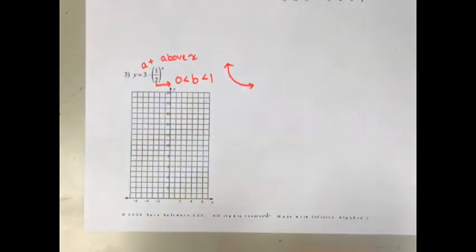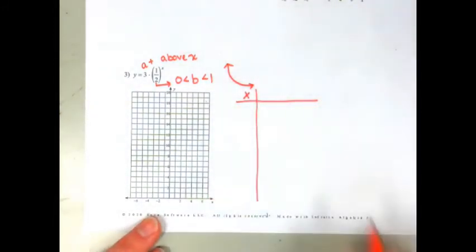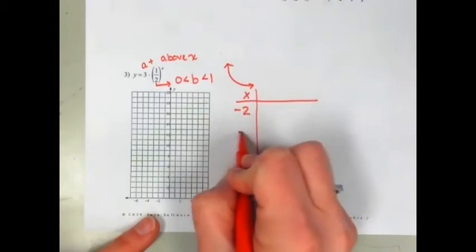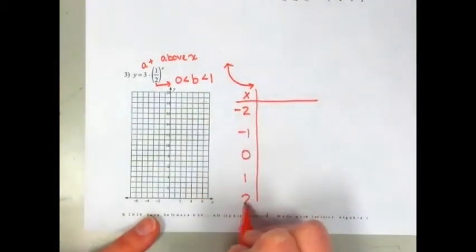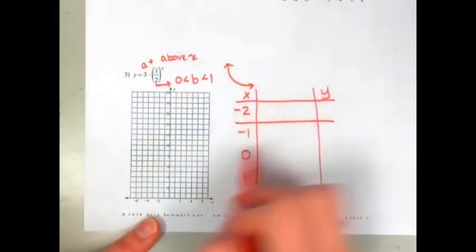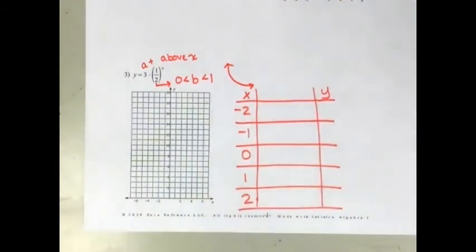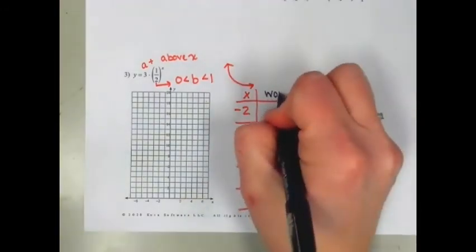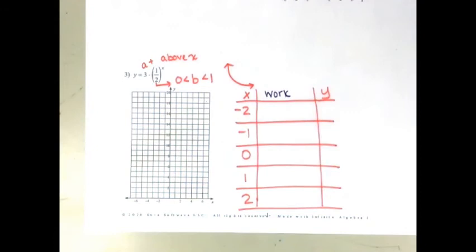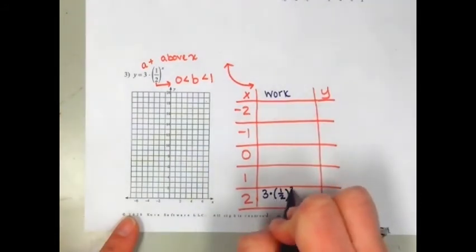All right, so let's make our table. X. And what values did I tell you to use for x again? -2, -1, 0, 1, and 2. My work and y. All right. Do you guys want to start with positive or negative numbers? Positive? Okay. So 3 times 1/2 to the 2nd power.